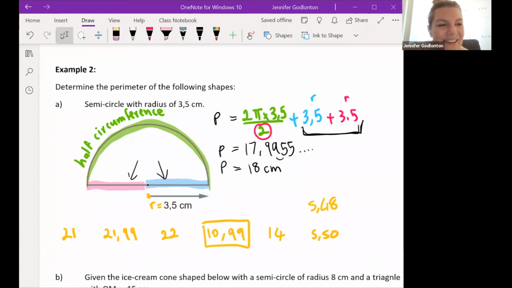We got there. Bruce, how can I help? Hello, ma'am. I just wanted to ask, ma'am, that pink line that you drew next to the blue line, is it 3.5 also? Yeah, exactly. Because it's a radius, they're going to be the same as each other. So whenever we have a radius, they'll be the same. Yeah, so like let's say that didn't say 3.5, let's say that was 10, then this would also be 10. Yes, ma'am. Okay. Thank you. No problem.